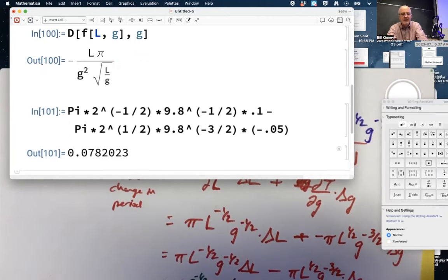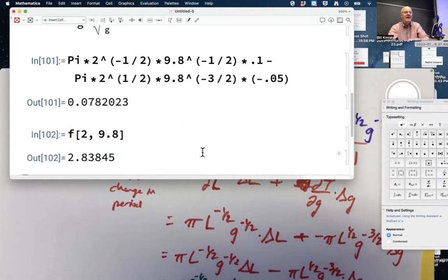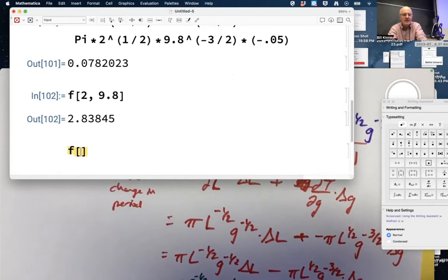What was the original period? I could use the original function. The original period was about 2.8 seconds. F is giving me the period. I can double check the linear approximation by doing this. I'm making L change from 2 to 2.1, increasing by 0.1. I'm making G change by negative 0.05 from 9.8 to 9.75.